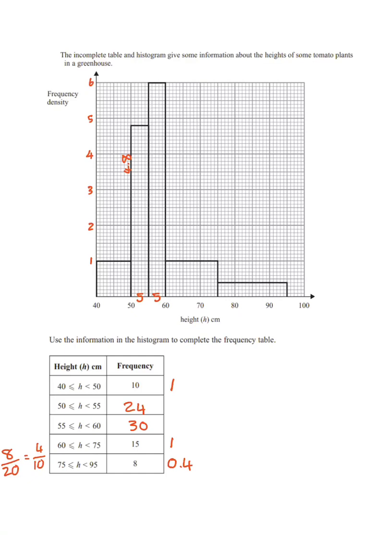So that's it. This is what you can expect in an exam question on histograms. Thank you.